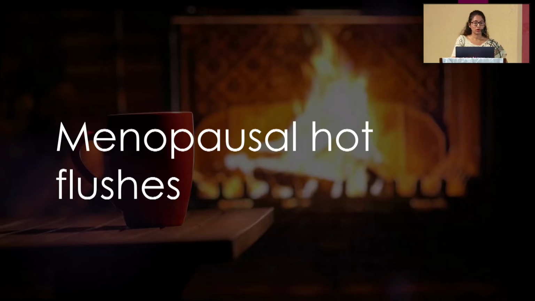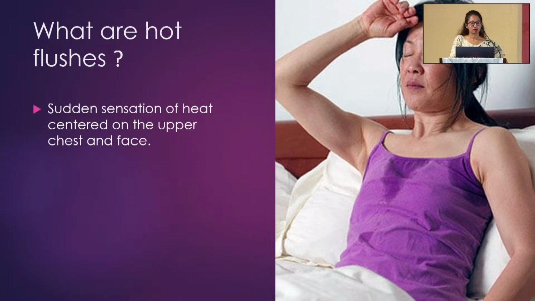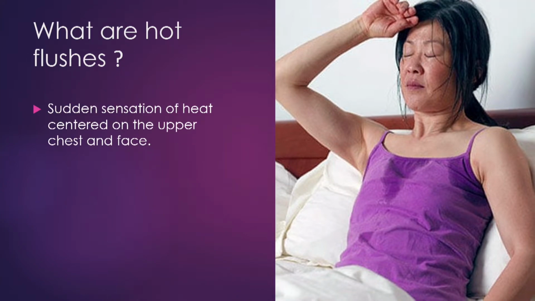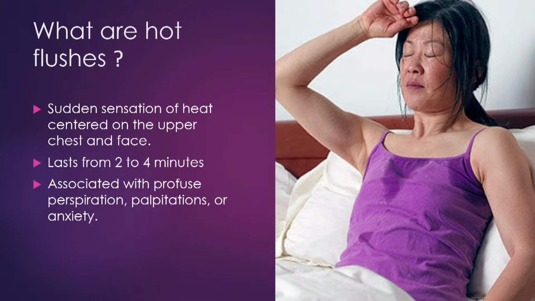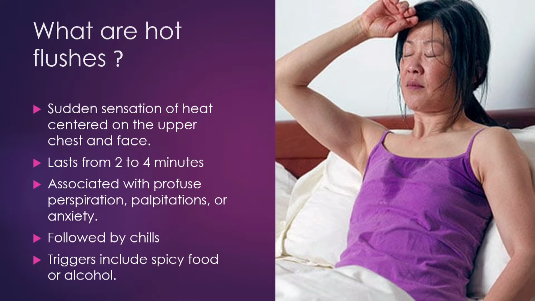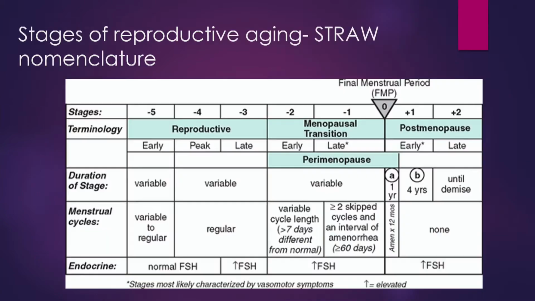Then we'll move on to the second part of my talk, which is menopausal hot flushes. So what are hot flushes? These are a sudden sensation of heat centered in the upper chest and face that lasts anywhere from 2 to 4 minutes. This is associated with profuse perspiration, palpitation, and anxiety, and is usually followed by a chill. The triggers include spicy food and alcohol.